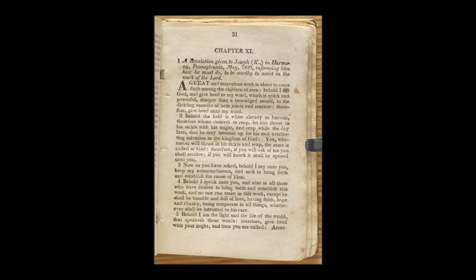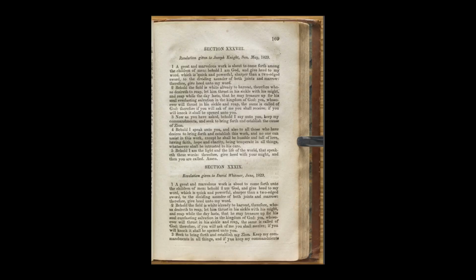And so the earliest version that we have is actually Book of Commandments, chapter 11. It's also found in the first edition of the Doctrine and Covenants in 1835 under section 38. So this is an interesting thought, that it was actually never in these sort of bound, written manuscript volumes. So where did they print it from? It was in the very earliest publication, which is the Book of Commandments.